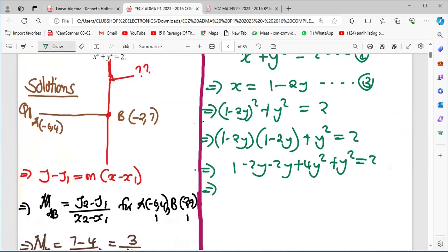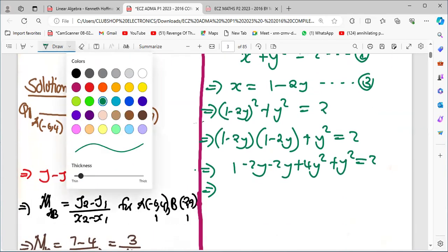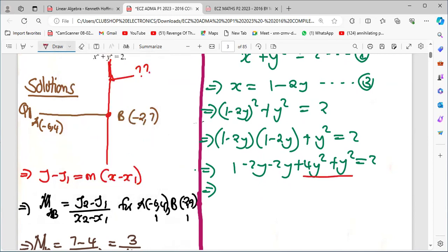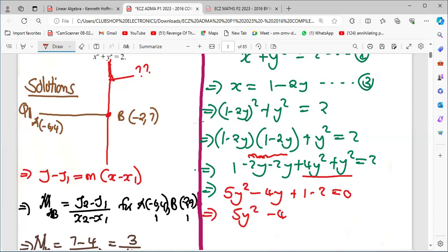So we can rearrange terms, meaning that 4y squared and y squared added give us 5y squared. Then we have negative 4y, plus 1 minus 2, is equal to 0. We can simplify this further: 5y squared minus 4y minus 1 is equal to 0.